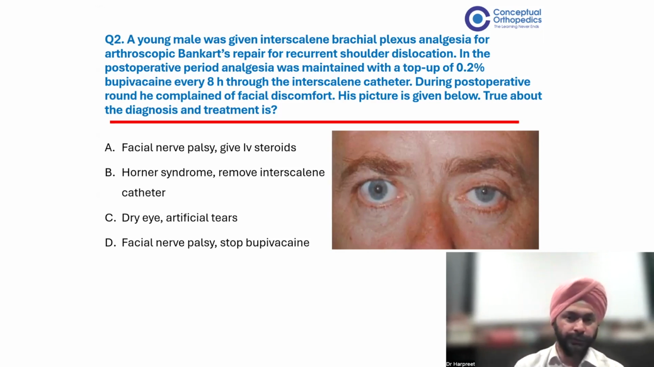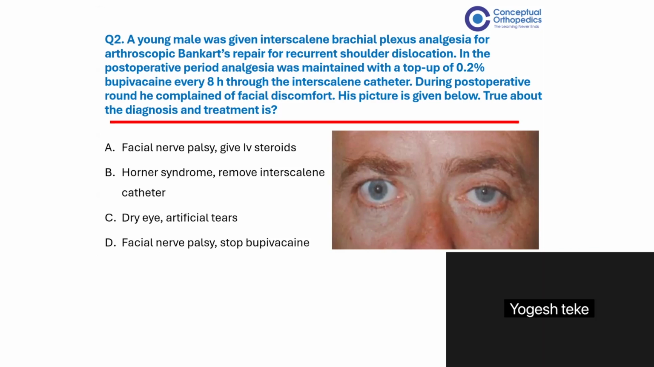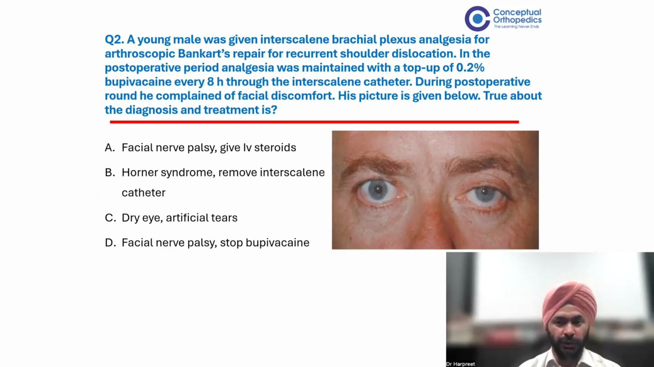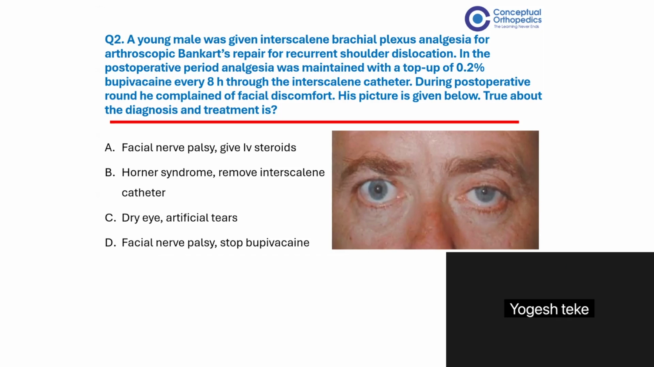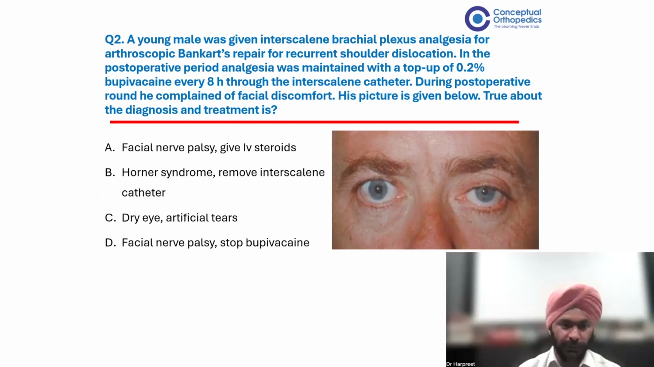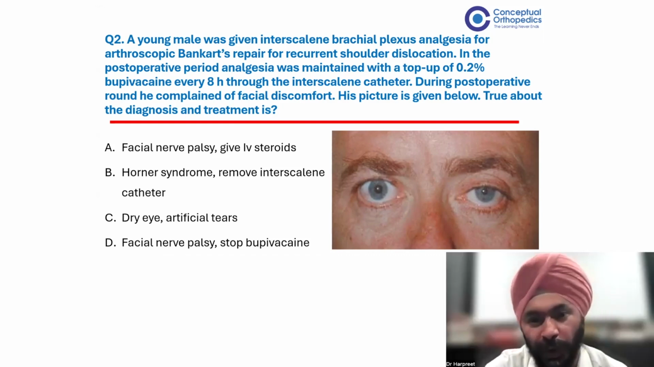Yes, Dr. Yogesh. So this will be the Horner syndrome. Yes, very good. Why do you say it's Horner syndrome? What is the triad of Horner syndrome? There is anhidrosis, ptosis, and miosis. Yes. You can see that there's a marked difference on both the sides.